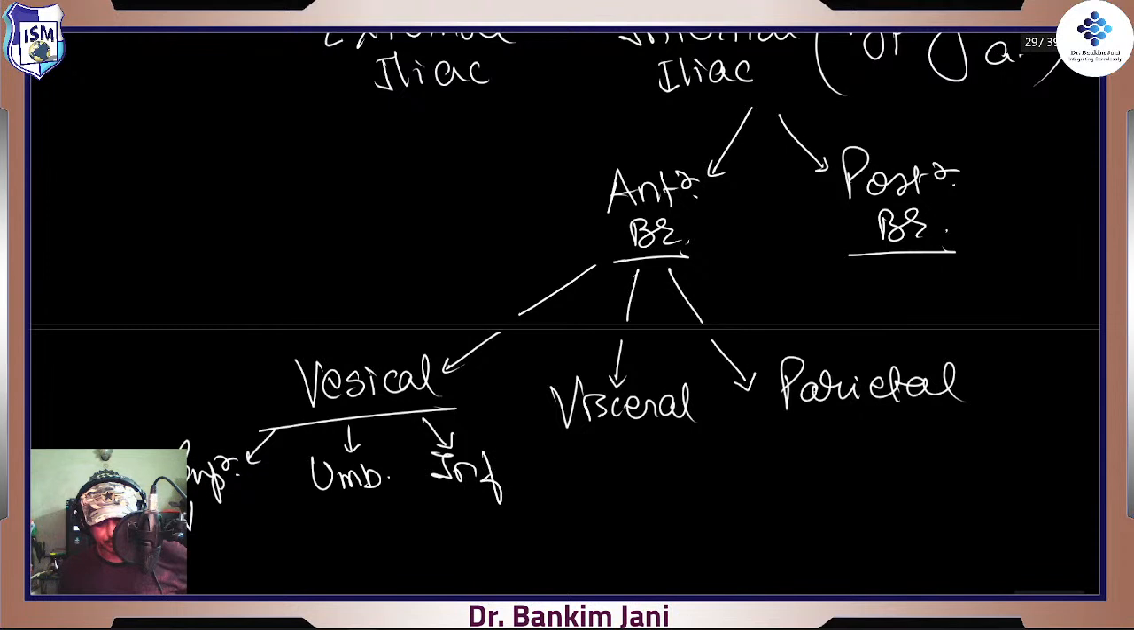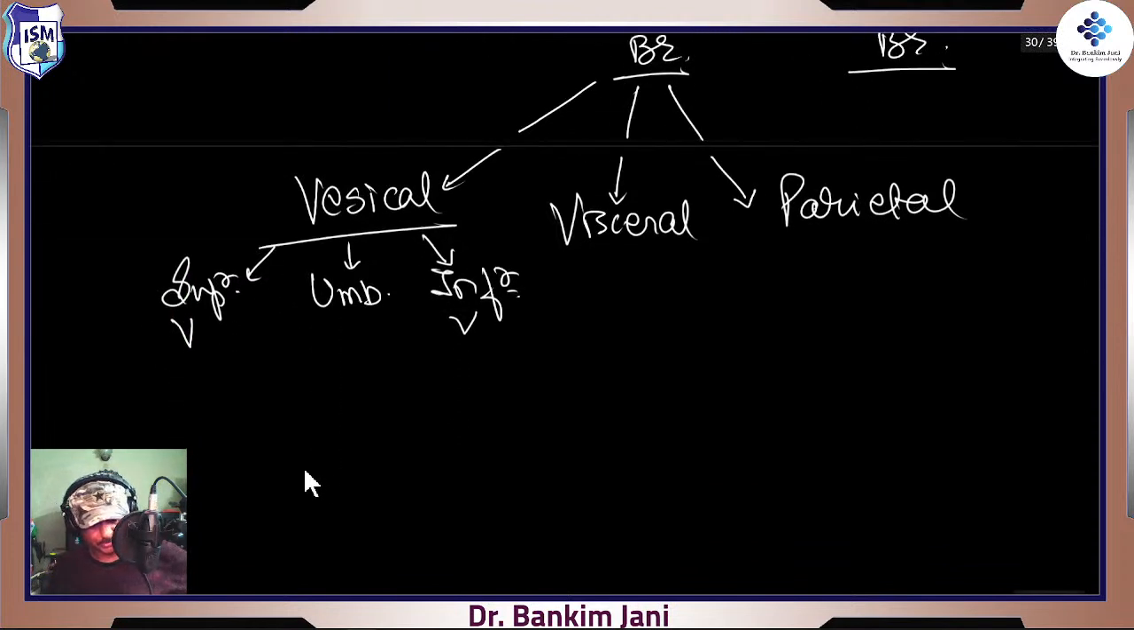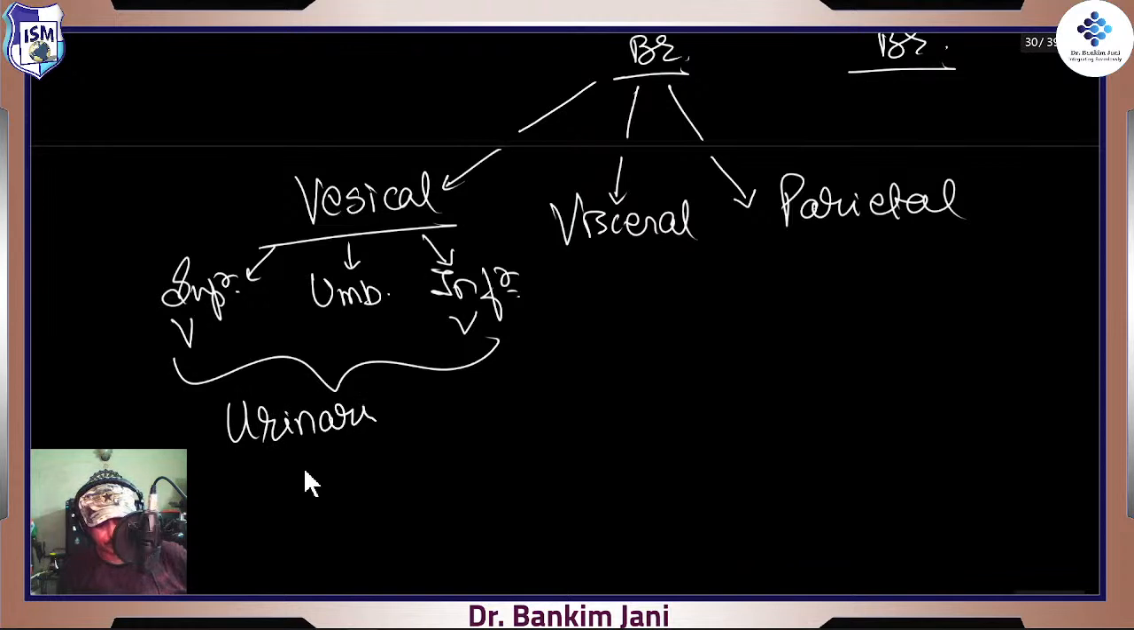inferior vesical. And when we say vesical, that means urinary bladder, right? So this is what it will supply. The superior vesical will supply the upper part of the urinary bladder. The inferior vesical will supply the inferior part of the urinary bladder. So this is just for the sake of completeness.